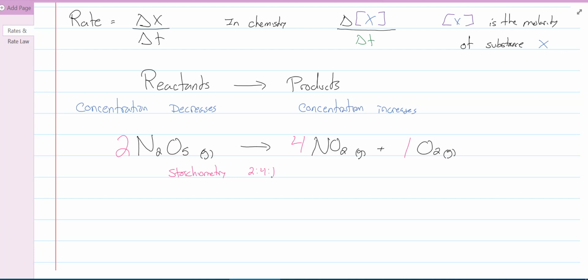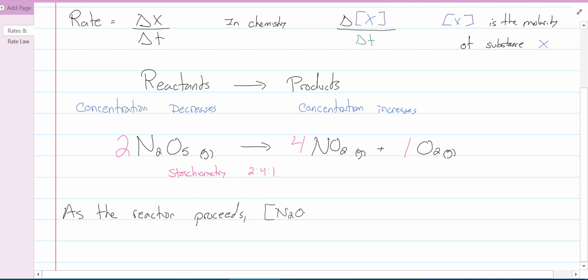So as the reaction proceeds, if we could just push a button to start it, as the reaction proceeds, the concentration of N2O5 decreases, and the concentration of NO2 and O2 increase.